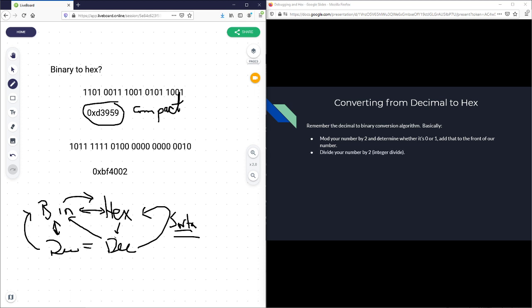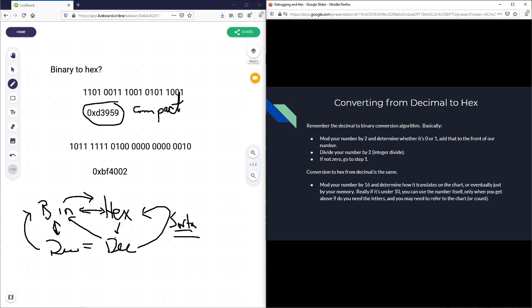But basically, remember what the conversion algorithm was. The conversion algorithm was mod your number by 2 and then divide your number by 2. That's the binary to decimal algorithm. I'm sorry, that's the decimal to binary algorithm. Yes, decimal to binary.